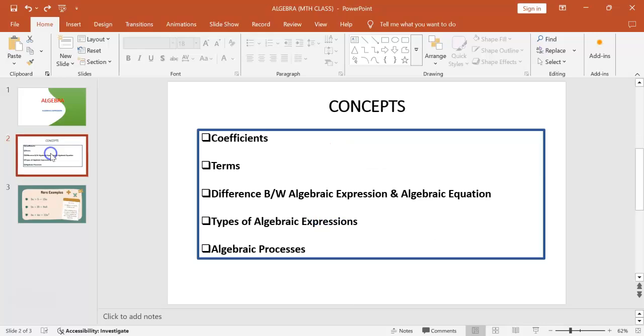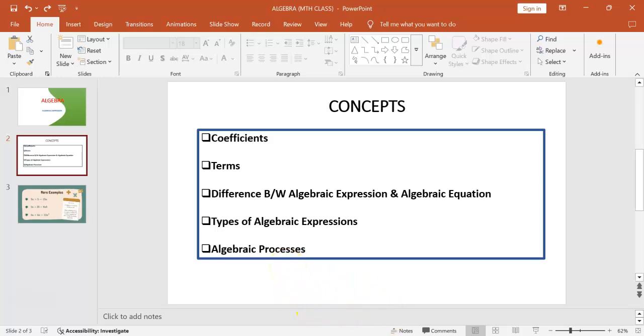Then the next thing that we'll be looking at is concepts like coefficient and terms in algebra. Then we differentiate between algebraic expression and algebraic equation. Then we look at types of algebraic expressions, and from there we move to algebraic processes, which is going to take a whole lot of time for us to break it down. Now let's start with the definition of algebra.